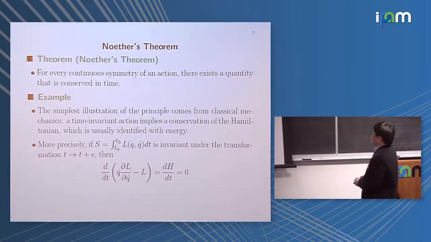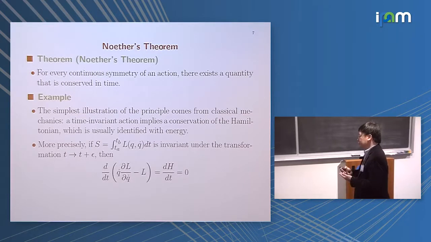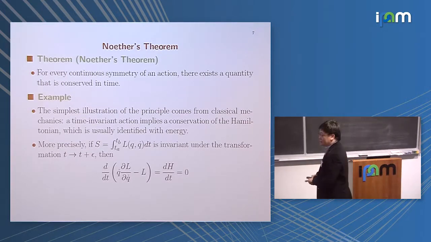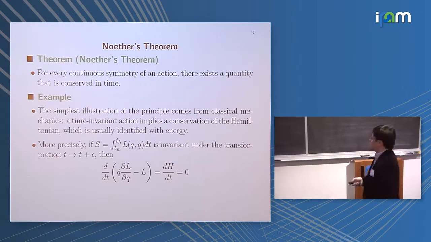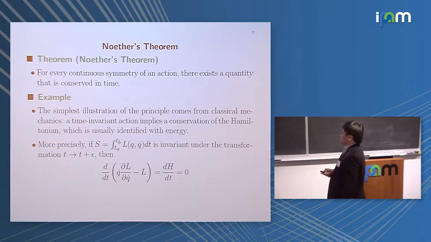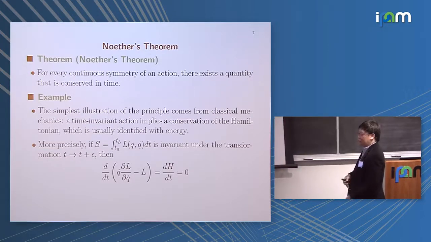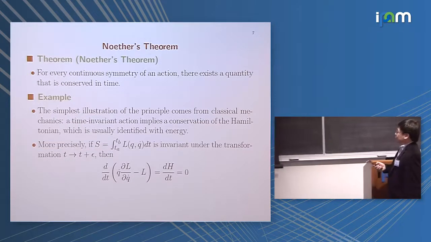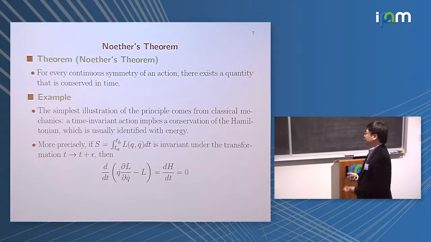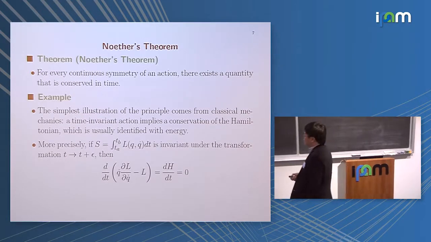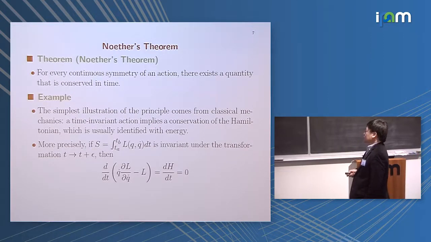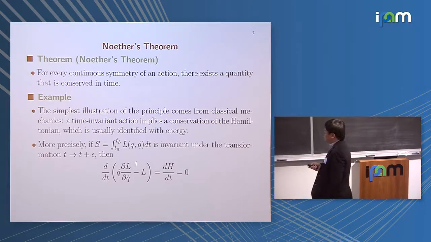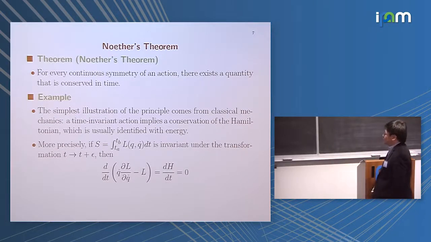Okay. So one of the consequences of symmetries in a Lagrangian and Hamiltonian system is the connection, if you will, with conservation laws via Noether's theorem. If you have a continuous symmetry of a Lagrangian action, then there exists a corresponding Noether quantity which is conserved in time. The simplest example of this comes from classical mechanics, where a time-invariant action implies the conservation of the Hamiltonian, which is usually identified with energy. So time translations correspond to conservation of energy.